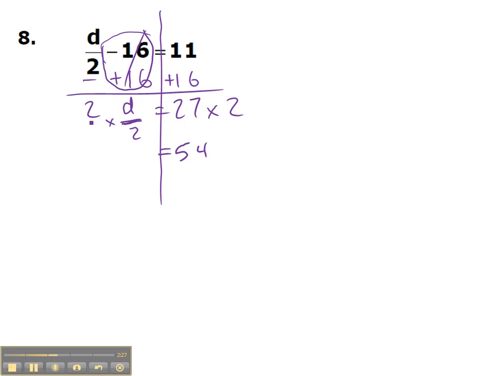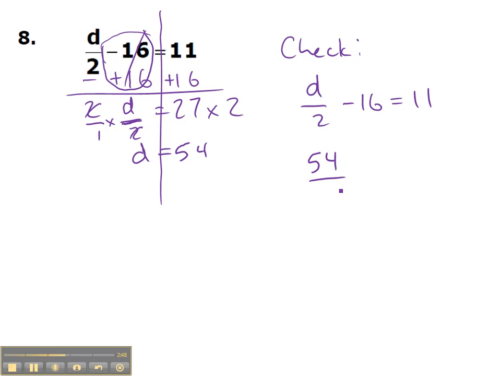And if you think of 2 as a fraction, it's 2 over 1, and you can see that these 2s will cancel. 2d over 2 is just 1d or d. So d equals 54. Again, we need to check it before we circle it. The original equation was d divided by 2 minus 16 equals 11. So put our value for d into that equation.